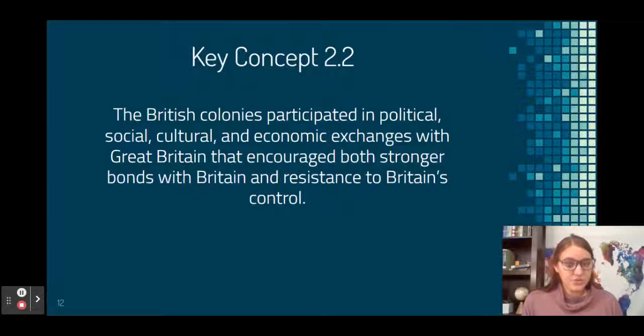All right, now moving on to Key Concept 2.2. Again, knowing the language of this is essential. The British colonies participated in political, social, cultural, and economic exchanges with Great Britain that encouraged both stronger bonds with Britain and resistance to British control.